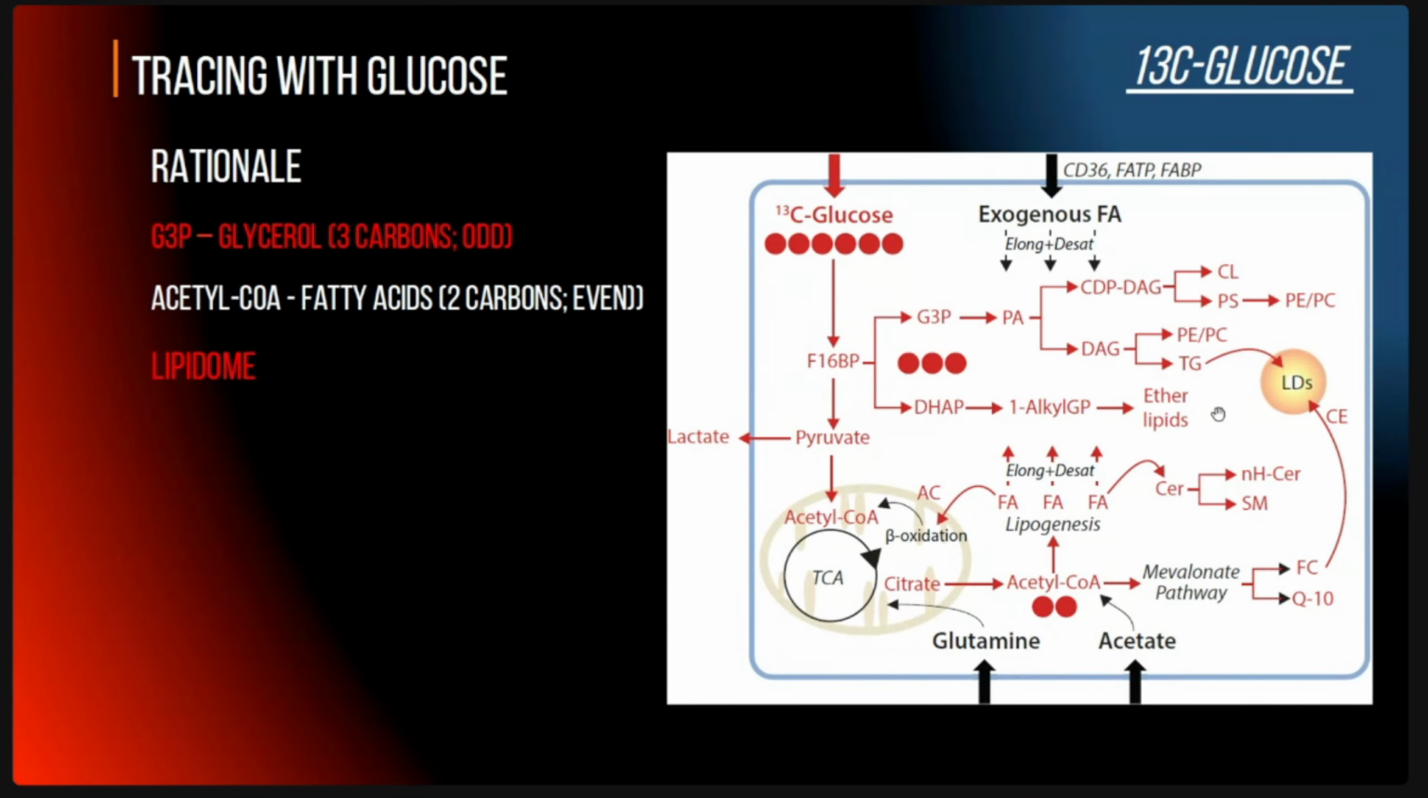And the rationale here was that by using uniformly labeled 13C glucose, we would be able to see the labeled carbons coming from glycerol 3-phosphate, with 3 carbons, so an odd number of labeled carbons, and also the acetyl-CoA with 2 labeled carbons, meaning that everything that comes from acetyl-CoA will be even in terms of number of carbons. And then we track this distribution in the lipidome.